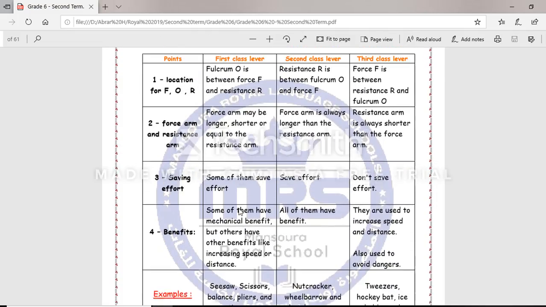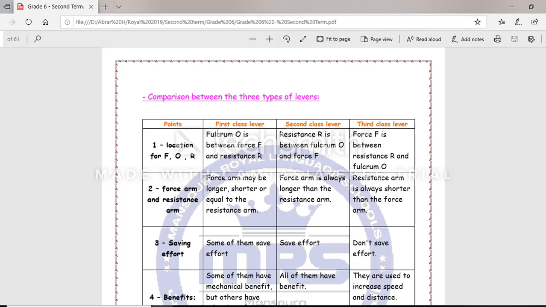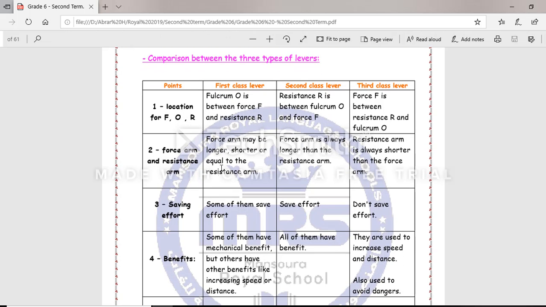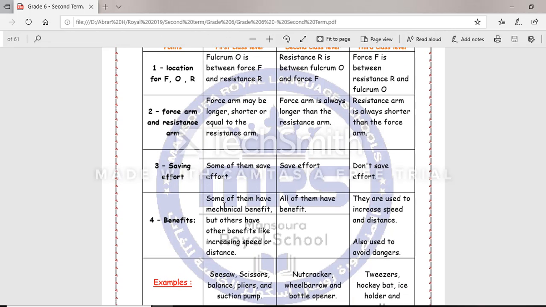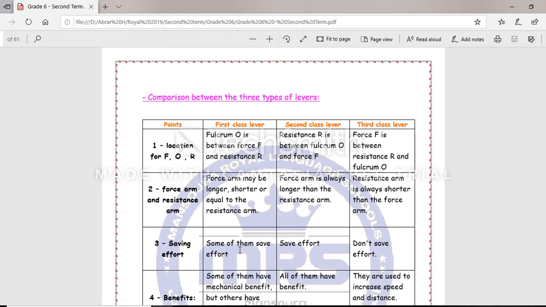So, let's have here a comparison between the three types of the levers. In the first class lever, I have the fulcrum between effort and resistance. In the first class lever, the force arm may be longer, shorter, or equal to the resistance arm. Some of the first class levers save effort. The benefits of them: some of them have mechanical benefit, but others have other benefits like increasing speed or distance. Like what? Like seesaw, scissors, balance, pliers, and suction pump or water pump.